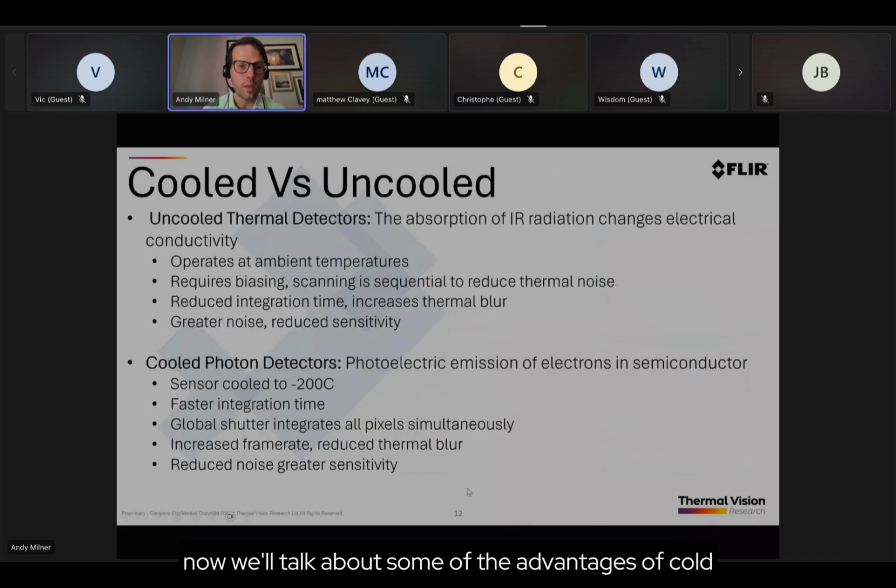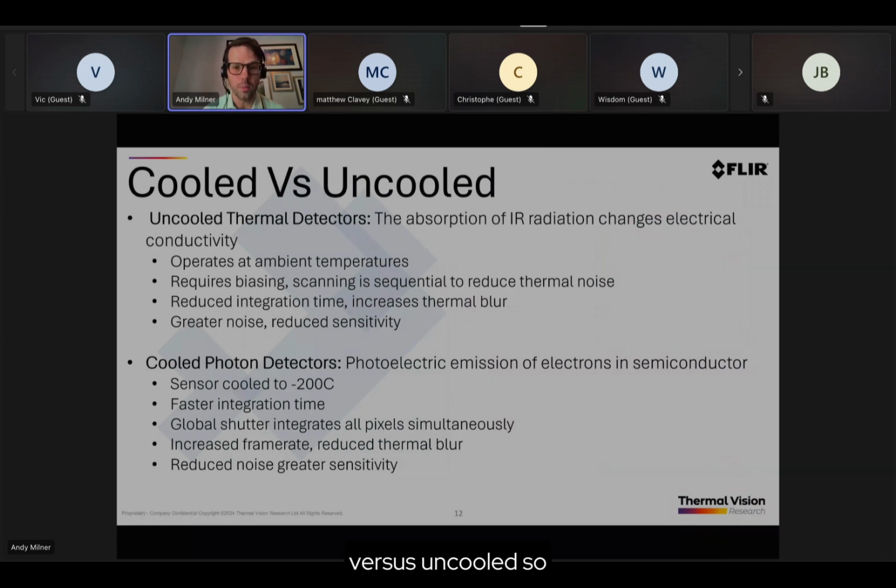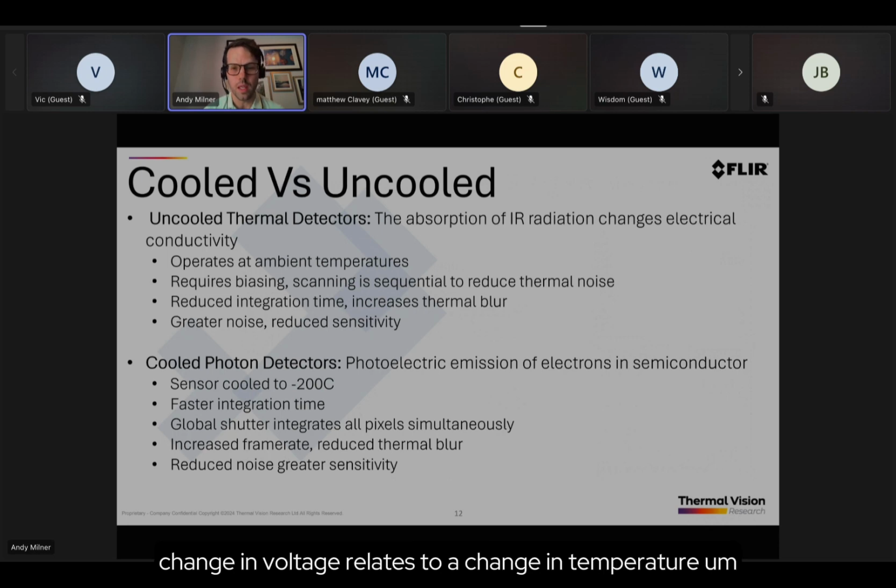Okay, so now we'll talk about some of the advantages of cooled versus uncooled. So the way an uncooled camera works is it absorbs IR radiation, and this changes an electrical parameter. This is usually resistivity, and then obviously you can measure the voltage, and that change in voltage relates to a change in temperature. One advantage of these is that they operate at ambient temperatures, so you turn them on and they just work straight away.